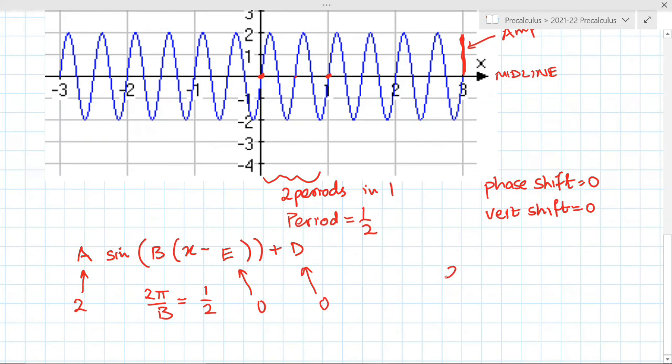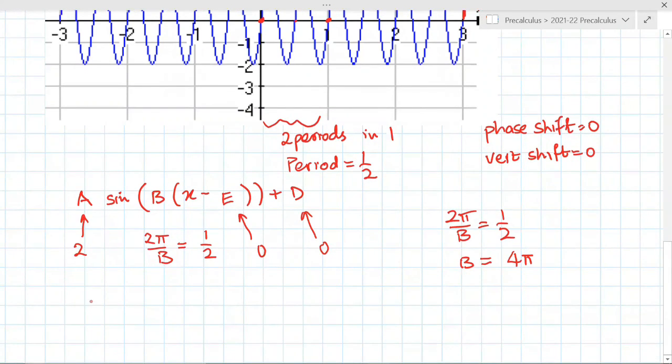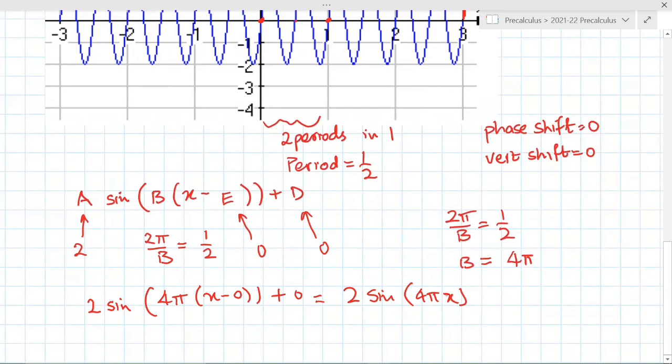So if 2 pi over B is 1/2, then what is B? B equals 4 pi. So now we got all the values, so we can plug into this equation. So this is 2 sine, and B is 4 pi, x minus 0 plus 0, right? So this is 2 sine 4 pi x. That is the equation for this graph.